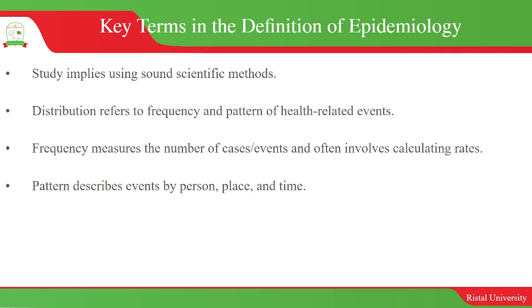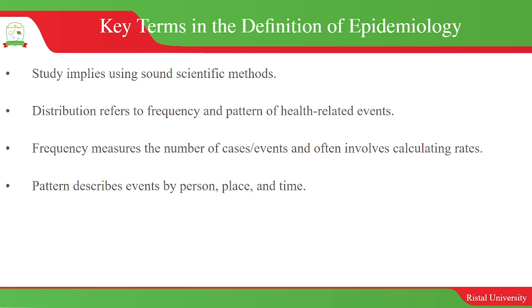And then when we talk about distribution of health-related events, we are basically referring to the pattern and frequency. Who in a given population is being affected by a particular problem, and how many are they? Okay, that is the distribution, frequency, and the pattern. So the frequency is how many people are having the health related event.